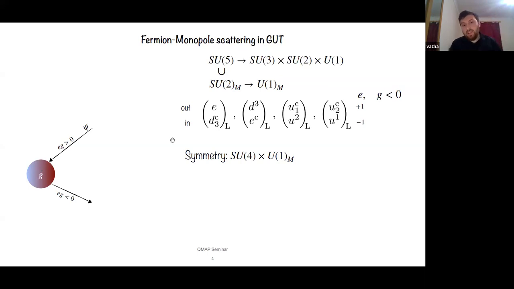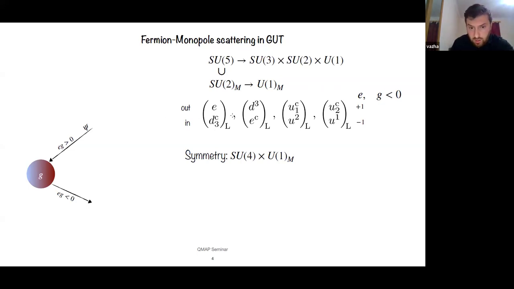Additionally, we know that under this SO2, Standard Model fermions form the following four doublets, such that the lower component of this doublet has negative U1M charge, while the upper component of this doublet has positive U1M charge. Now, additionally, if we assume that, let's say, the magnetic monopole has negative magnetic charge, that means that following the last slide, lower components contain purely ingoing fields, and upper components contain purely outgoing fields.